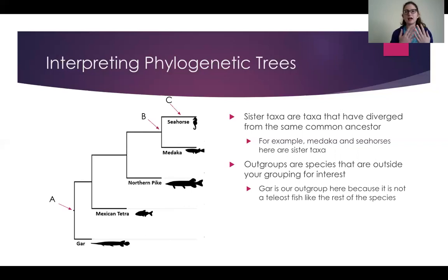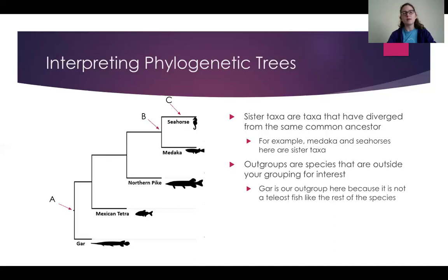So if we were looking at, for example, the mammalian lineage, it might not make a lot of sense to use gar as our outgroup. It would probably make more sense to use, say, frogs that are a little bit closer to us.